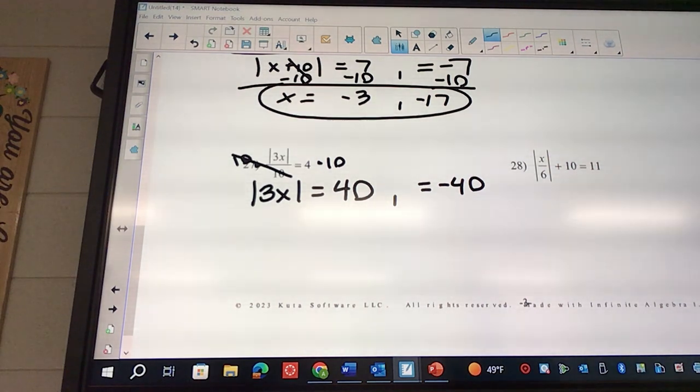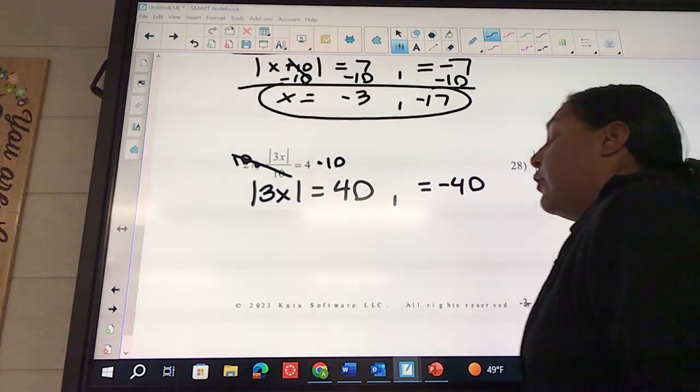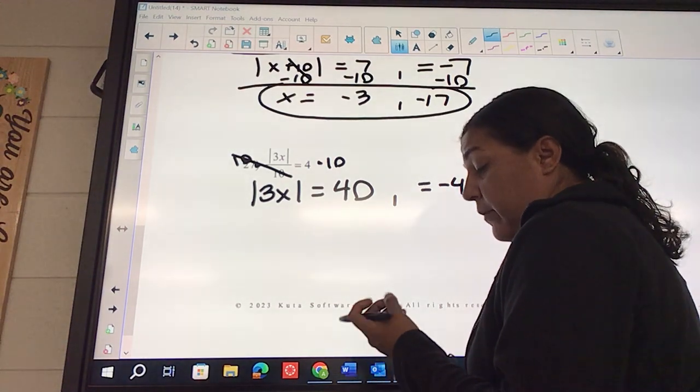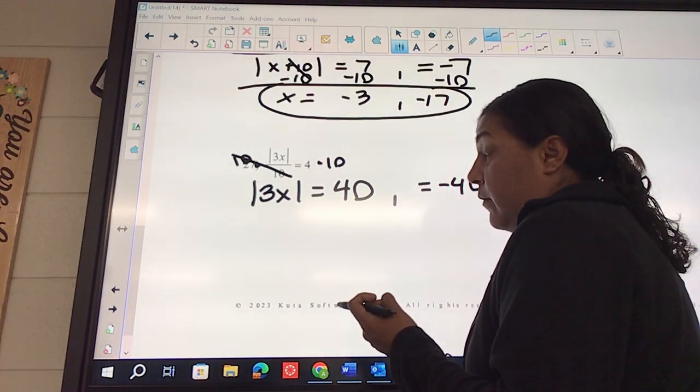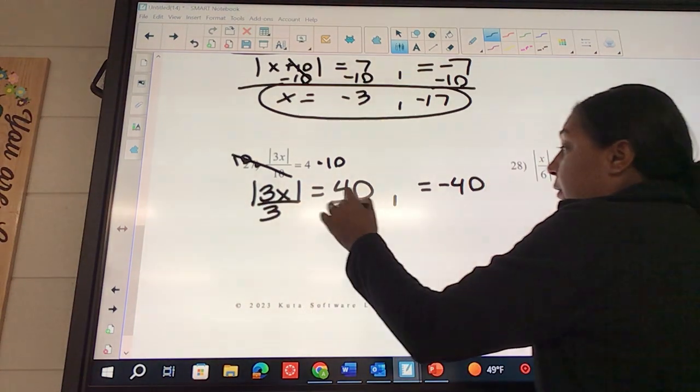Okay, now, how do we solve for x? What needs moved? The 3. Okay, what do I do with it? How do I move it? Divide it. Yeah, we're going to divide all these by 3.